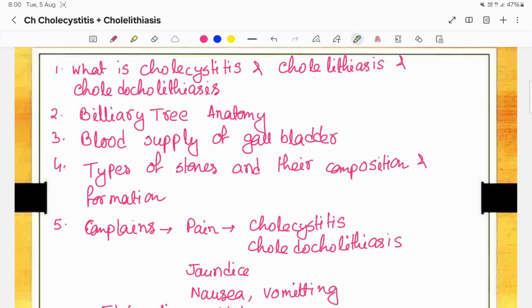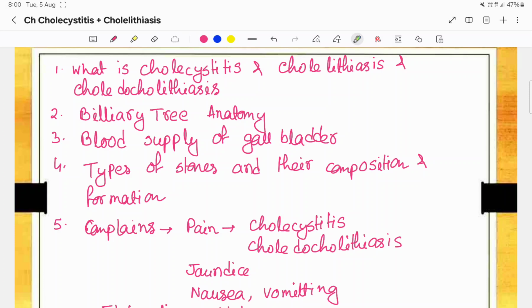And what is choledocholithiasis? Whenever the stone comes to the bile duct, that is the common bile duct, it is known as choledocholithiasis. Now it can lead to cholangitis, that is inflammation of the common bile duct. It is mainly associated with a painful palpable gallbladder. Otherwise, if the stone is present inside the gallbladder, it won't cause pain. It may cause jaundice only.